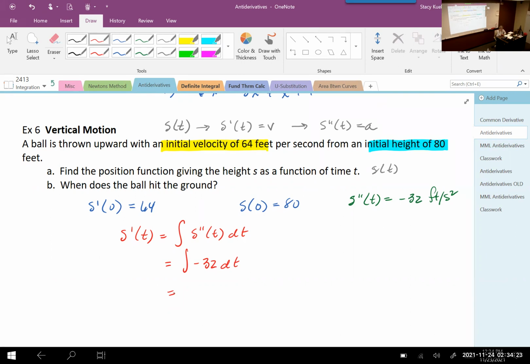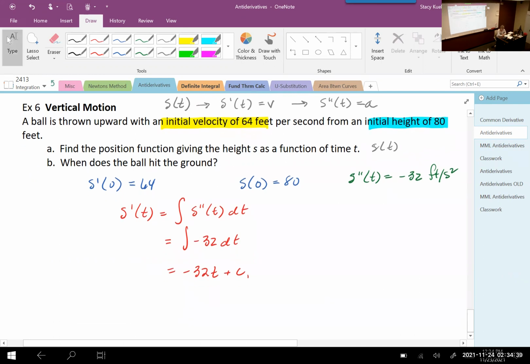It's the integral of negative 32. Negative 32t, right? Negative 32t plus c. And I'm going to call this constant 1. Now, that's what velocity is with respect to time. But I know that the initial velocity was negative 32 times 0 plus c1 when it was 64 feet per second.